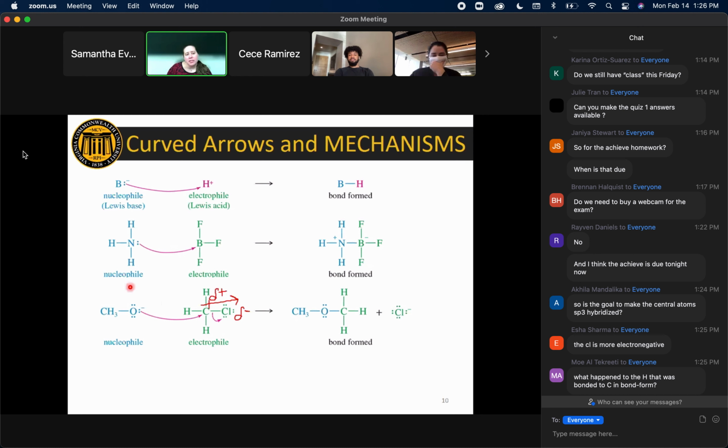So a couple of questions in the chat box. First, someone's asked, is the goal to make the central atoms sp3 hybridized? That's a tough question. That's not always the goal and that's not always what will happen. Every reaction is going to be different. I assume this question is related to the second example here. But keep in mind the nitrogen here is already sp3 hybridized, and boron was sp2 hybridized with an empty orbital as BF3. I would say the better goal in this reaction is that now boron has a full octet.